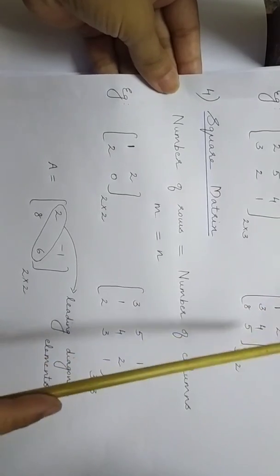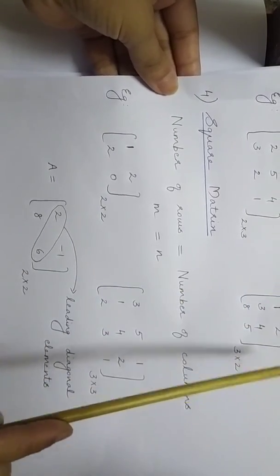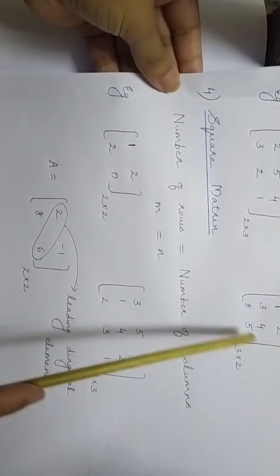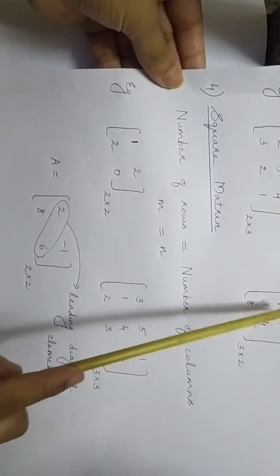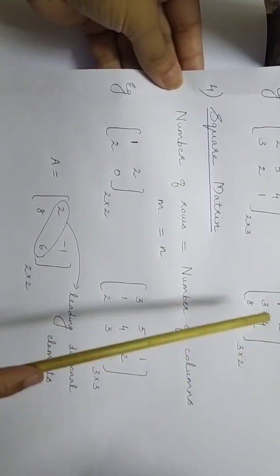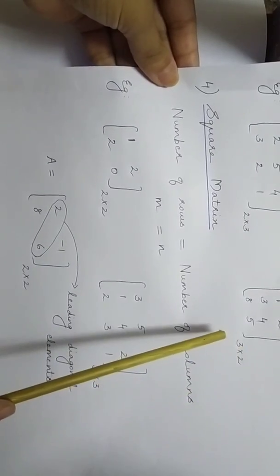Look at another matrix: 1, 2, 3, 4, 8, 5. Here we have 3 rows, so 3 by 2. And how many columns are here? Only 2 columns. That is why the order of this matrix is 3 by 2.